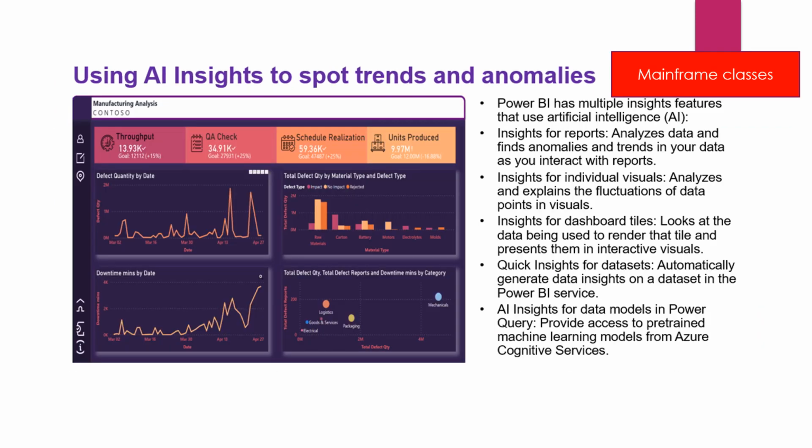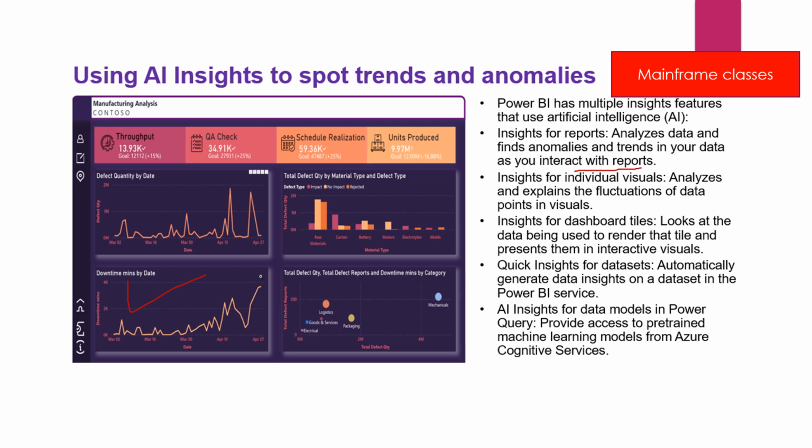So coming to our next slide. This diagram helps us to understand the anomalies of the organization. Power BI has multiple insight features that use artificial intelligence. First, insights for reports, which means it analyzes the data and finds anomalies and trends in your data as you interact with the report.